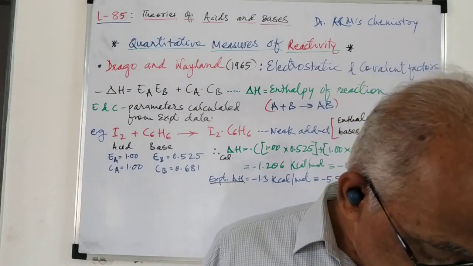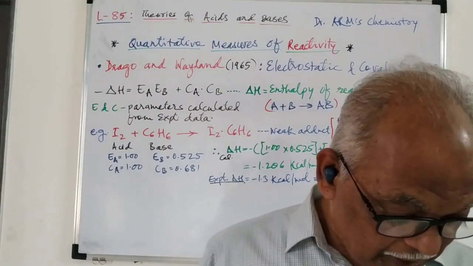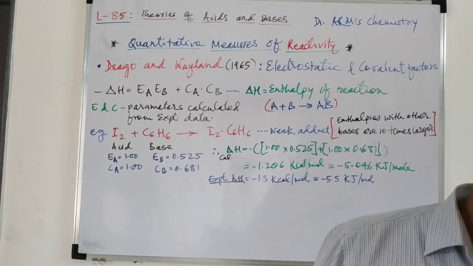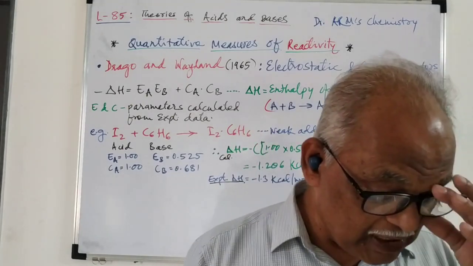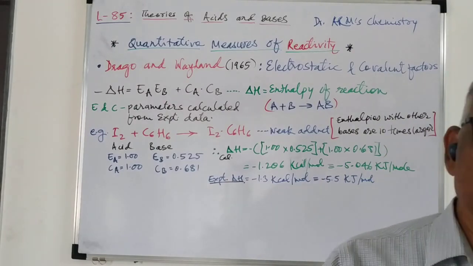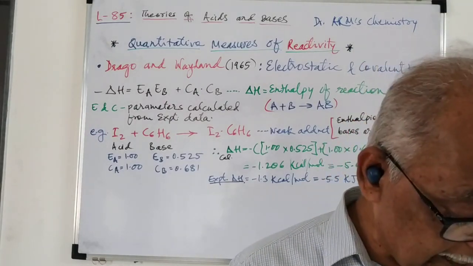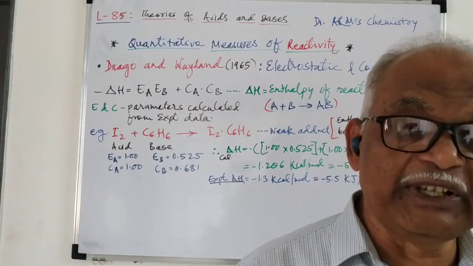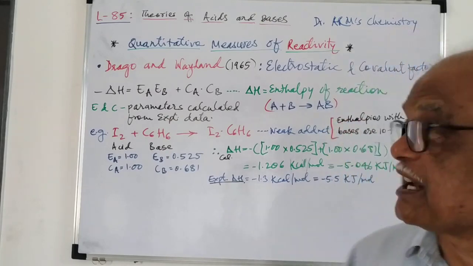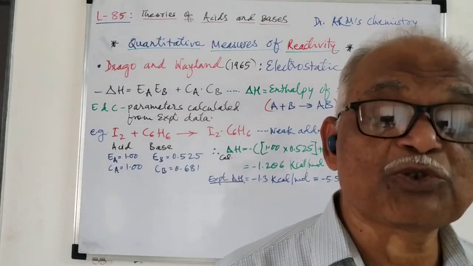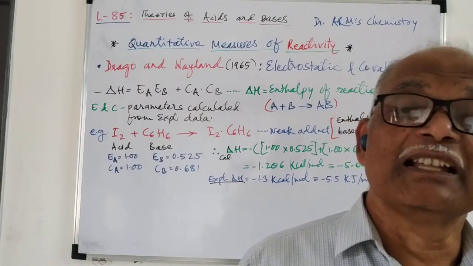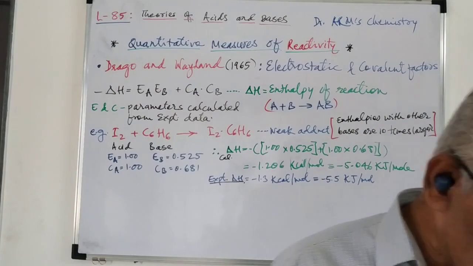Drago made the argument that the electrostatic and covalent approach explains acid-base reaction adduct formation very well. He said that the electrostatic and covalent approach explains acid-base reaction giving the adduct better than the HSAB theory. So Drago's concept explains the electrostatic and covalent character approach much better, meaning it is more successful than Pearson's HSAB approach or theory.